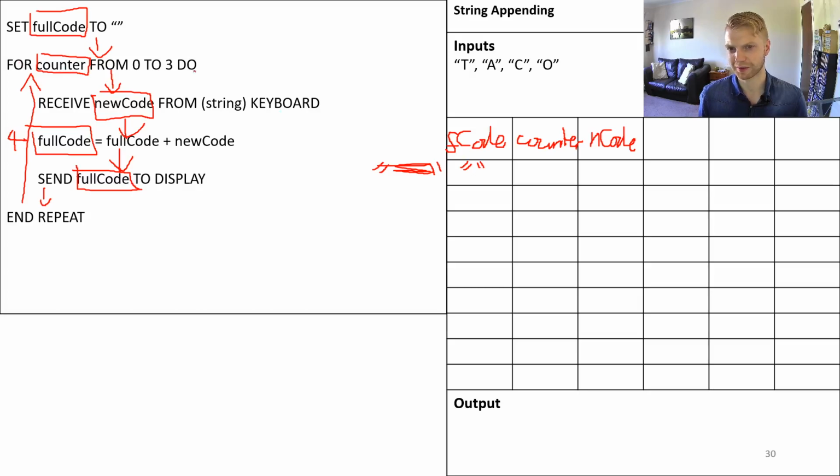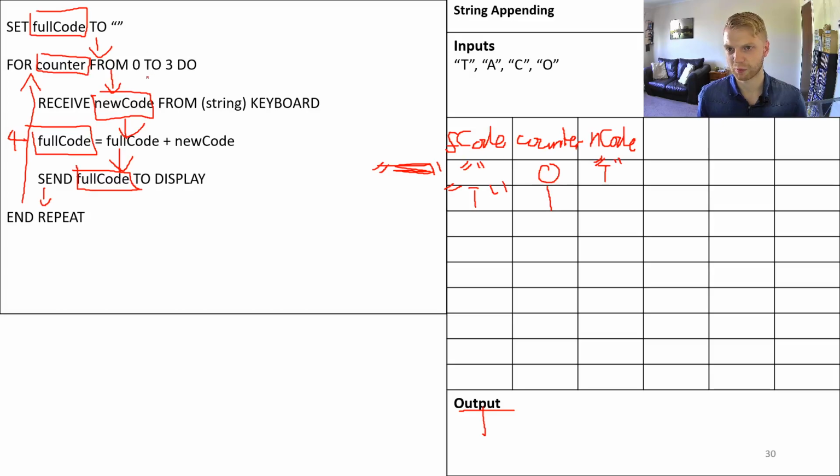So for counter from 0 to 3. So starts at 0, receive new code from string keyboard. So we received the letter T. Okay, T. And full code equals its current self. Its current self is nothing, as we just discussed, plus new code. Well, new code is T, so it becomes the letter T. And send full code to display, so T will come up down here. And then we'll go around, counter goes up by 1.